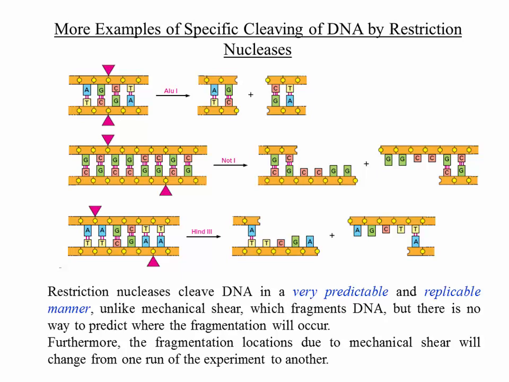So the point to note is that restriction nucleases cleave or cut DNA in a very predictable and replicable manner. Unlike mechanical shear, which will fragment DNA, but there is no way to predict where the fragmentation will occur. And furthermore, the fragmentation locations due to mechanical shear will change from one run of the experiment to the other. With restriction nucleases, that's not going to happen. If it sees that sequence, it'll cut it and give you those pieces.